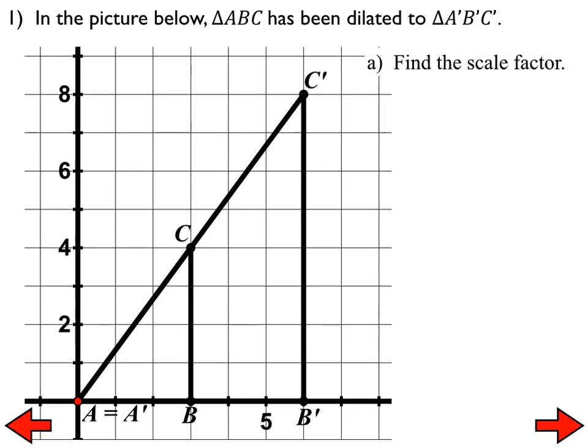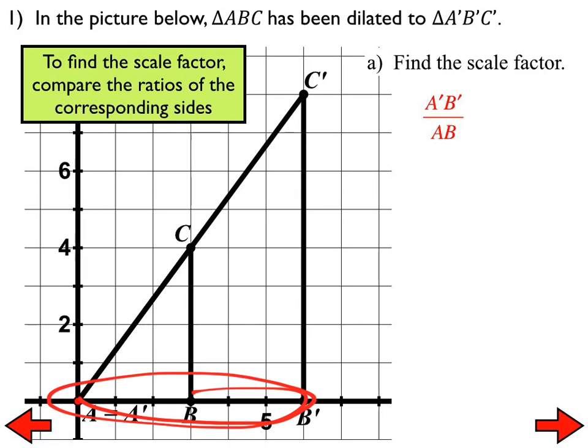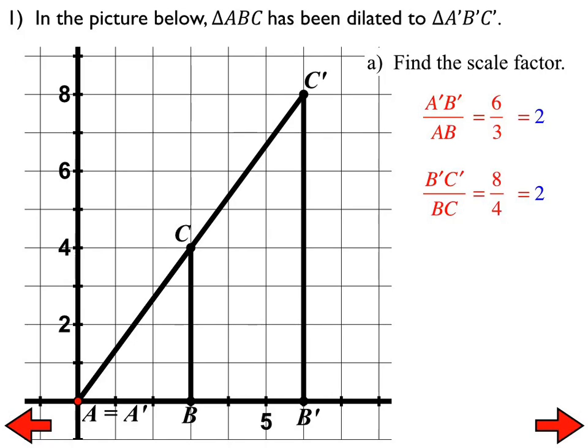Now, how do we find that? We find that by looking at the ratios of the corresponding side lengths. If we look at, for example, A prime B prime, which is right here, that has a length of 6, and we compare that to the side length for AB, which is right here, and that has a side length of 3. If we look at the corresponding side lengths and simplify them, all of them simplify to 2. That means each of the side lengths of the image is 2 times as big as in the pre-image. That gives us a scale factor of 2.